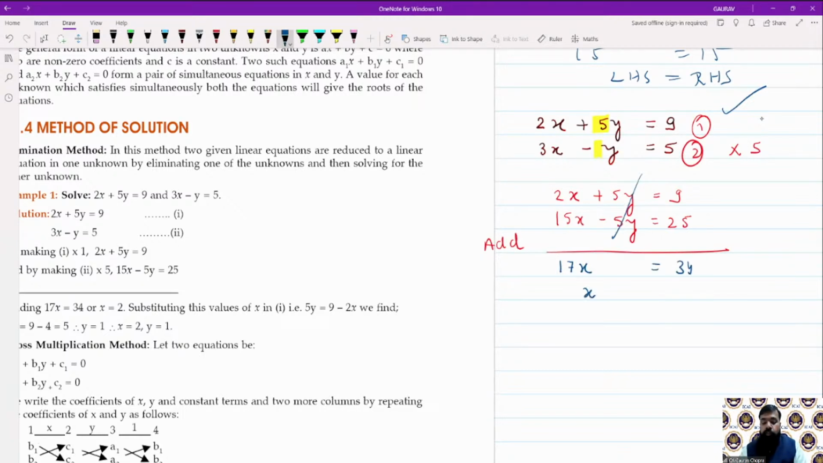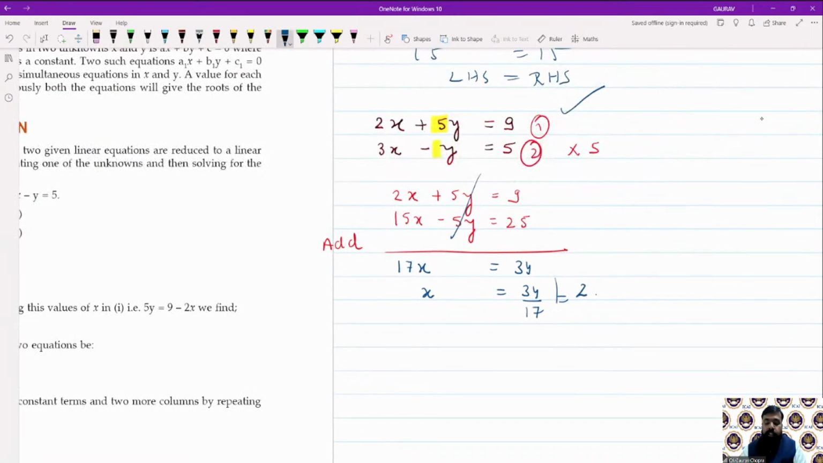So what is the value of x? It is 34 upon 17, that is 2. So 2 is the answer for x.